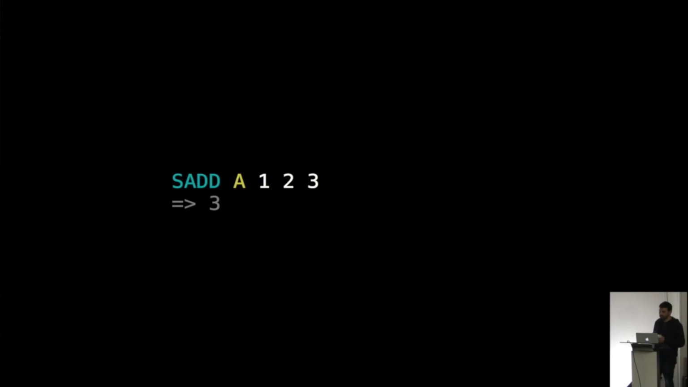And we can do this with Redis. Let's say we create a set A with numbers 1, 2, and 3. A set B with numbers 2, 3, and 4. The result we get, the number 3, is the number of elements that were added to the set. So if we run this command again, we get a 0 because the values are already there. We create another set with 3, 4, and 5, and we can do the set union. We can do the set intersection. We can do the set difference.